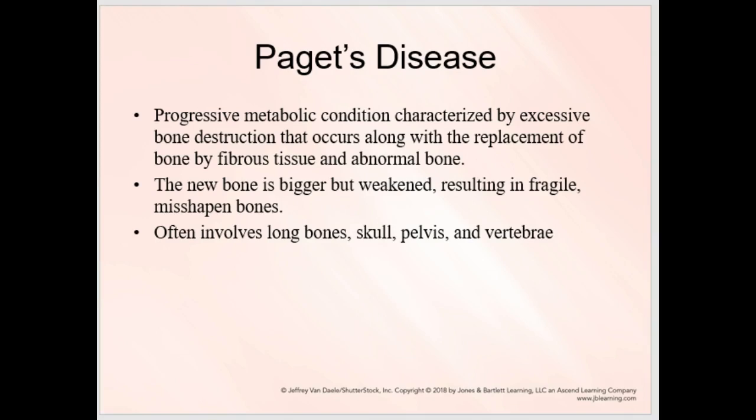Okay, so Paget's disease. Paget's disease is not something that you're going to often see, but this is a condition that causes excessive bone destruction, and it replaces that bone with fibrous tissue and abnormal thick bone. So even though the bone is getting bigger, it's not a normal bone consistency or composition. So it's actually fragile and weak. So you get these big bones, but they're fragile and weak. It's quite often in the long bones. You're really going to be able to see it in the skull. You could see it in the pelvis and the vertebra.